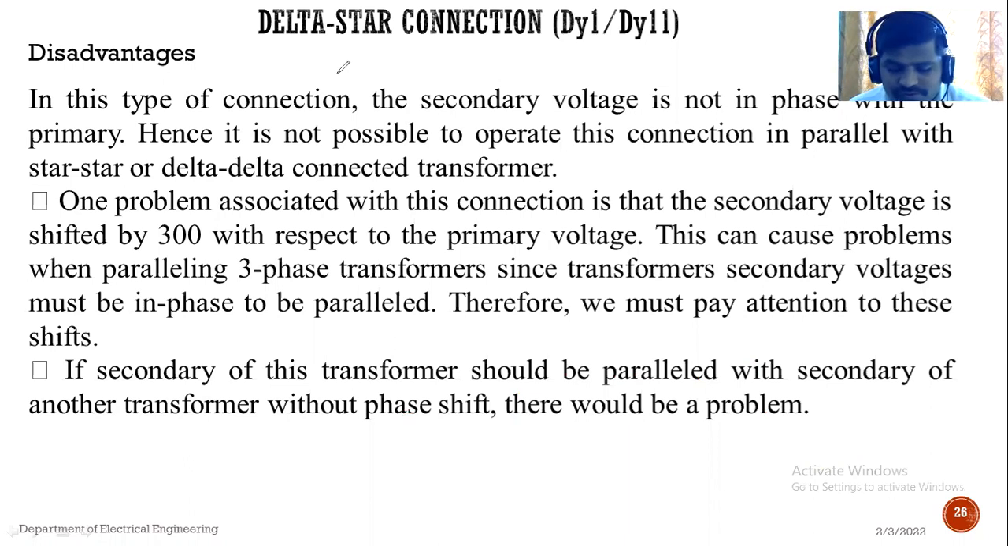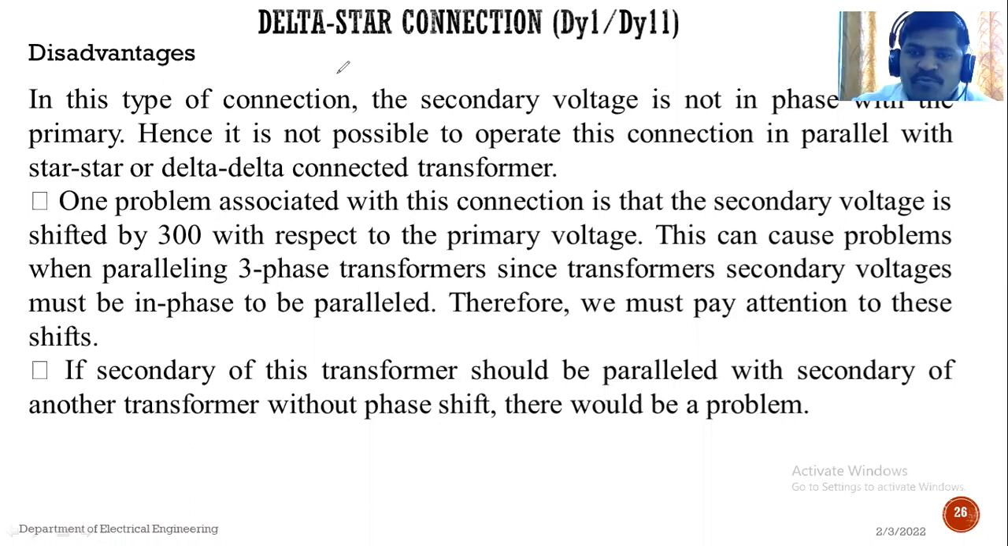Secondary voltage, suppose we consider VA. Whether this VA is in phase with the primary voltage VA, or there is some angle. Not in phase. There is a 30-degree angle, plus 30 degree or minus 30 degree, that is lagging phase displacement or leading phase displacement.